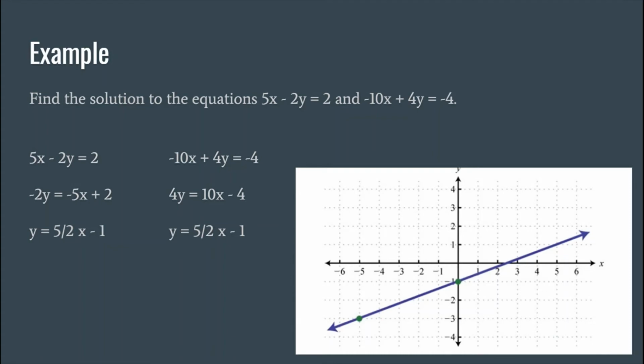Okay, so there's our graph there. So it just turns out that both lines are the same equation, which means in this case, for these two equations, we have infinite solutions. Okay, so in this case, both lines overlapped each other.